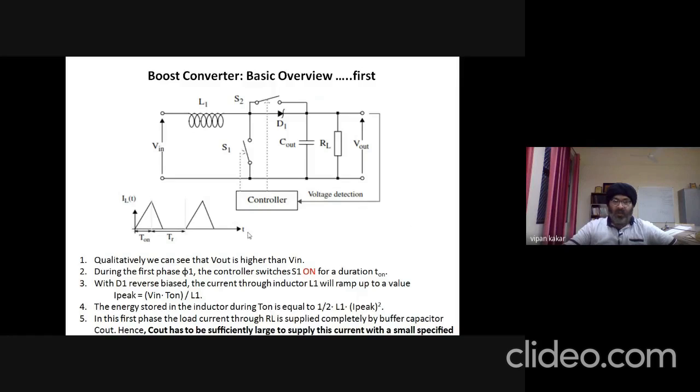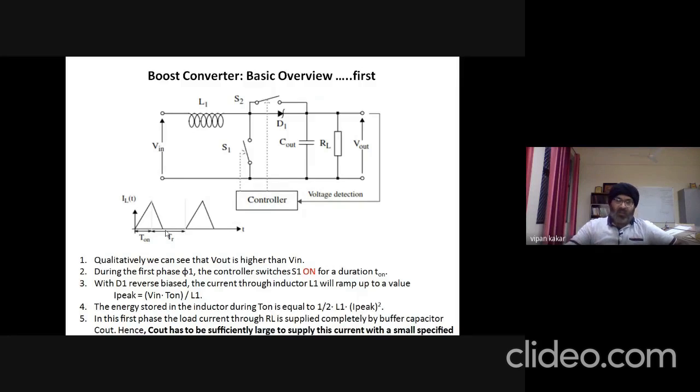And this particular current waveform over here, we can see from here that this current waveform is a discontinuous mode of conduction. And in this particular section, we will be discussing both modes of conduction, continuous as well as discontinuous mode of conduction.